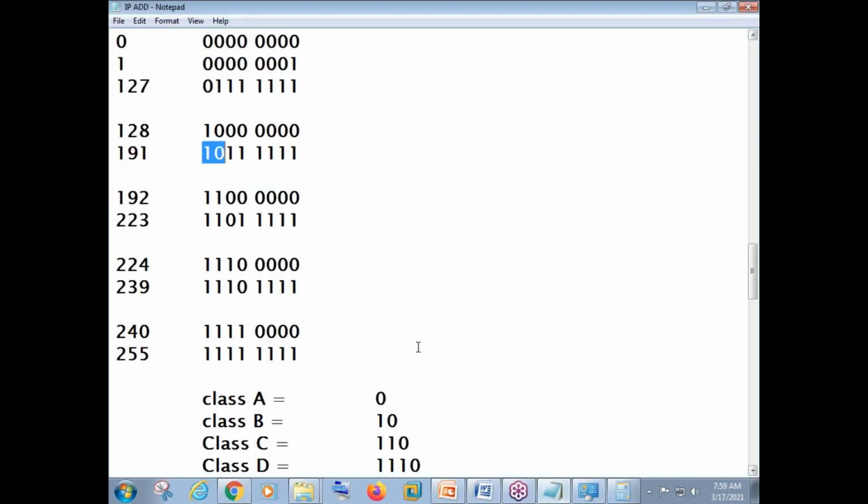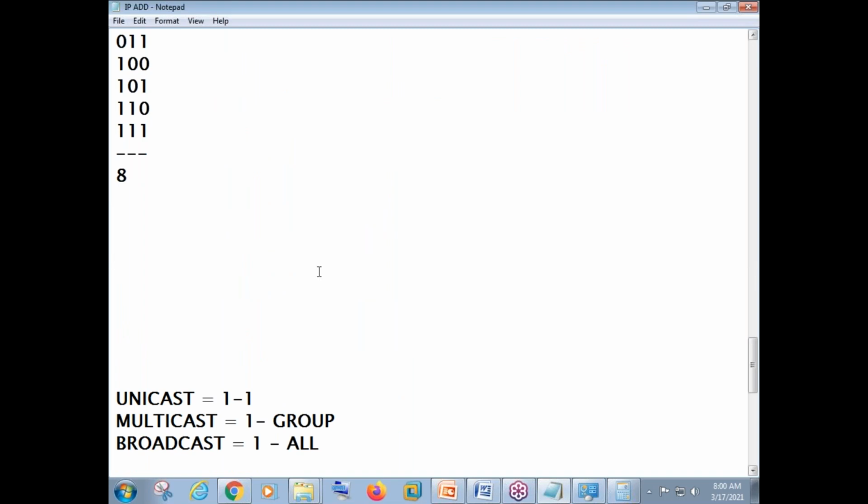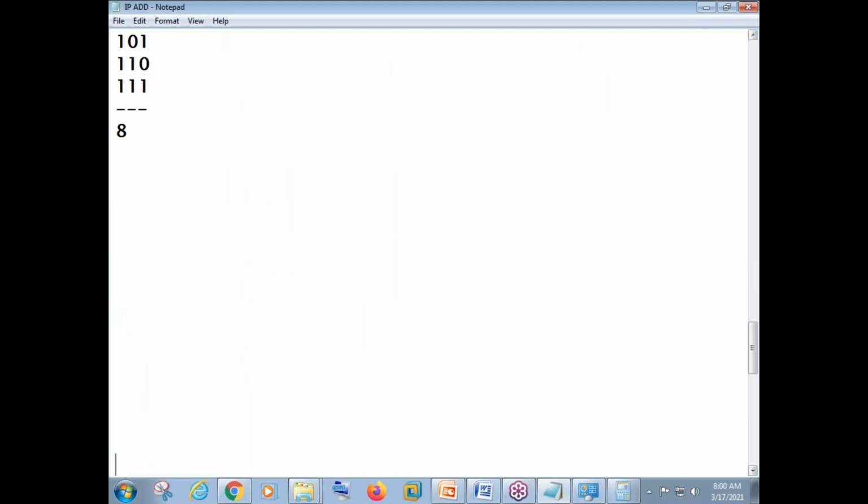I'll write one more address here. See that carefully. Let us go with class B. What is the range of class B? It is starting with 128. So this is fixed. Now the second octet can begin with 0. Then third will be 0. Fourth will be 0.